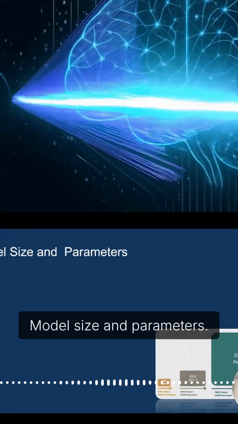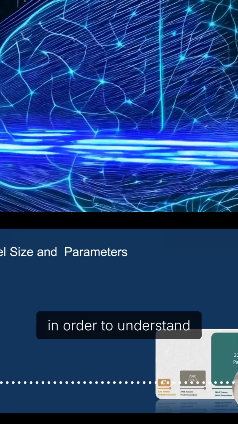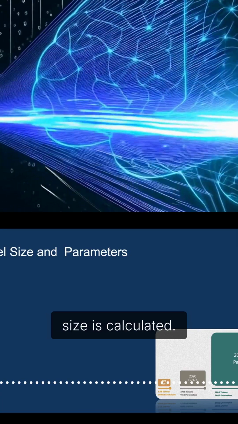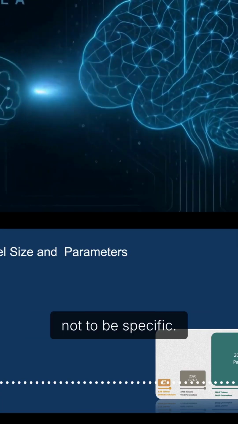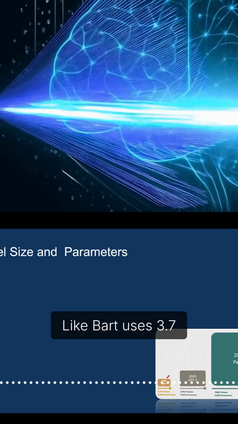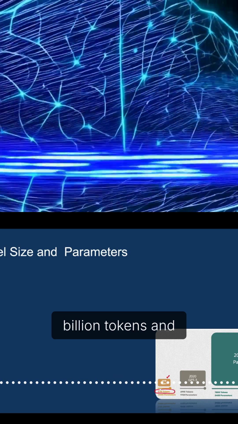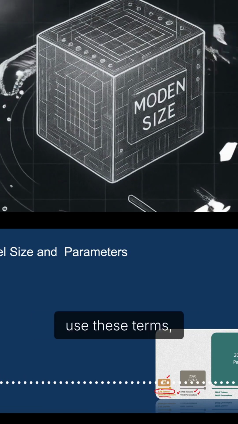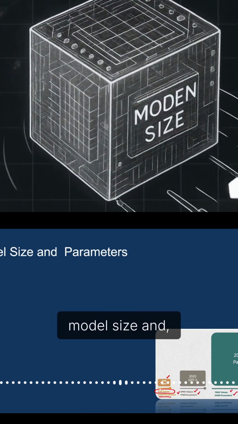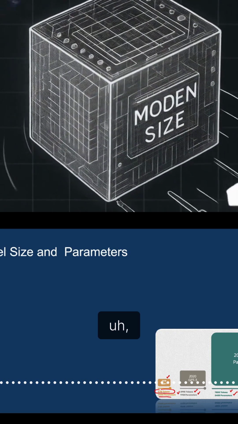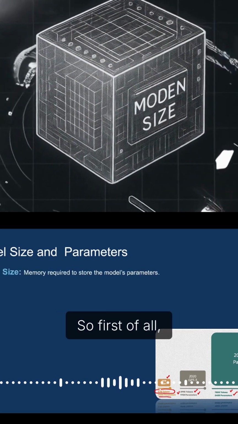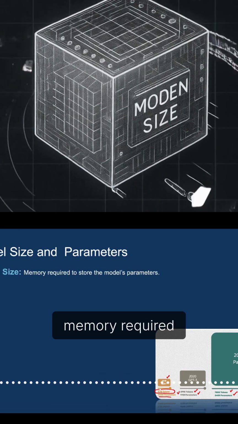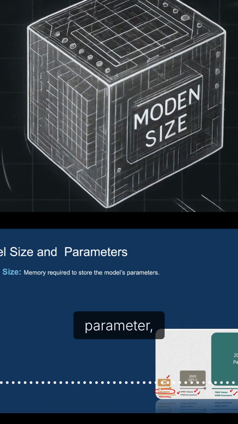Model size and parameters are important to understand, in order to see how the model size is calculated. This is a comparative analysis, not to be specific: BART uses 3.7 billion tokens and 240 million parameters. So we use these terms, tokens and parameters, to understand the model size. First of all, model size. Model size is the memory required to store the model's parameters.